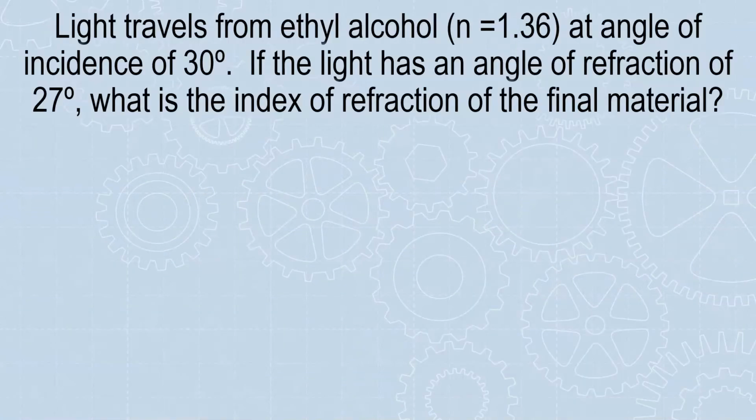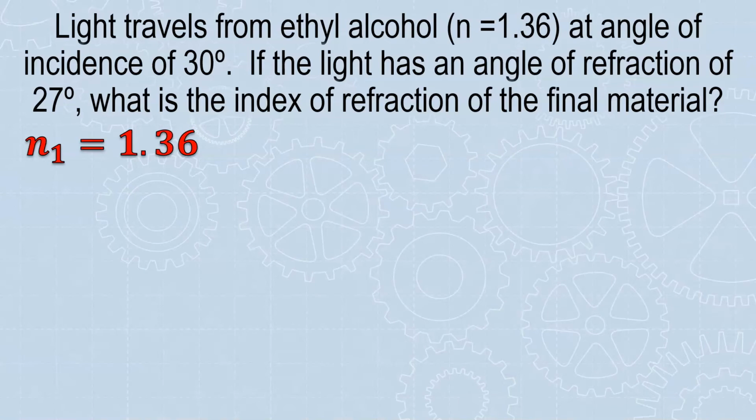Let's say a ray of light is traveling from ethyl alcohol, which has an index of refraction, or N, of 1.36 at an angle of incidence of 30 degrees. If the light has an angle of refraction of 27 degrees, what is the index of refraction of the final material, or the material that light is going into?